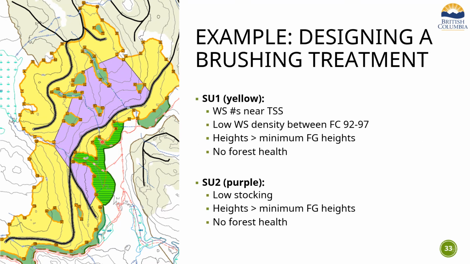So first we want to know our stand conditions. SU1 is the yellow area, and overall it has fantastic well-spaced stocking, good free growing heights, and there are no current forest health issues. Once the alder is removed, we will be good to go for free growing status. And overall, our stats are good enough that we should be able to have a 1 to 2 hectare stratifiable non-free growing broadleaf patch and some non-stratifiable strips. So we have a good amount of flexibility.